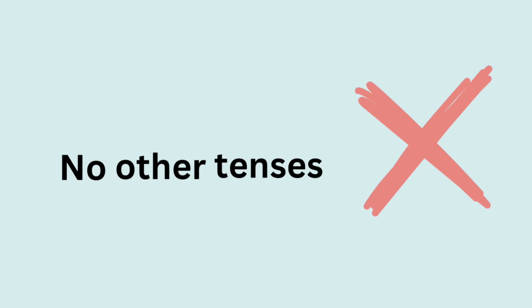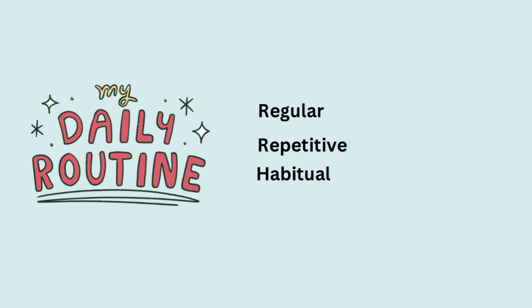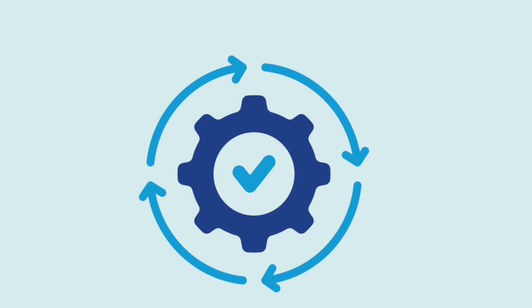Remember, no other tenses. You might be wondering, why do we use only the simple present tense to tell our daily routine? The answer is that a daily routine is described as regular, repetitive, or habitual actions which happen regularly or are generally true. That's why we use the simple present tense.